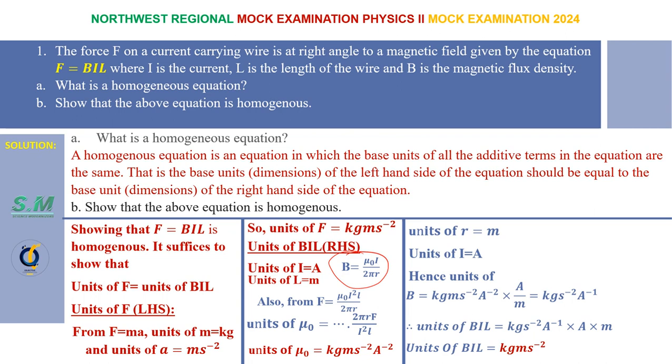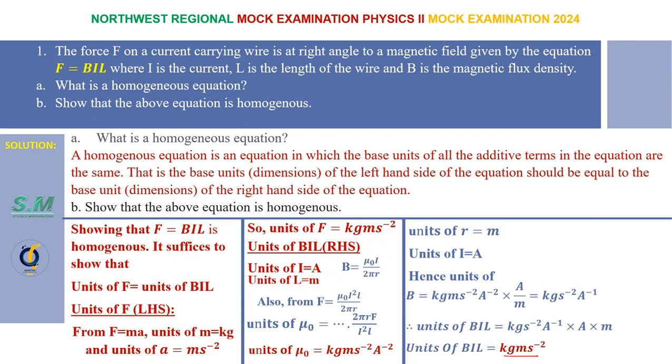Now we proceed to get the base unit of BIL, that's the right hand side, and since the base unit of B is this kilogram per second squared per ampere, we multiply the unit by the unit of the current A, so that's the current, and here is the length M. And so getting that, we realize that the unit of BIL is the kilogram meters per second squared, which is similar to what we had above as the unit of F. And so what then do we conclude?